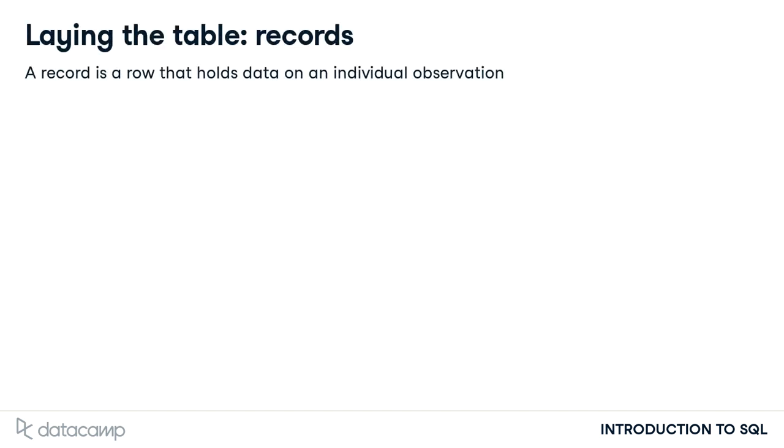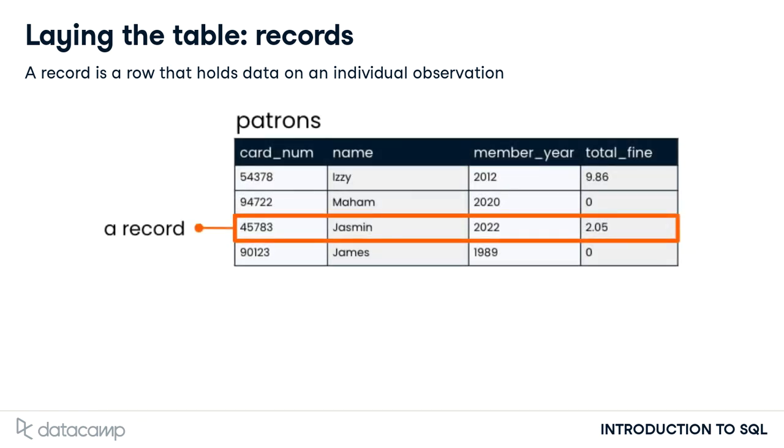A record is a row in a table. It holds data on an individual observation. Taking a look at the patrons table, we see that the table has 4 records, one for each of the patrons. The record for Yasmin indicates that she became a member in 2022 and owes $2.05 in fines.